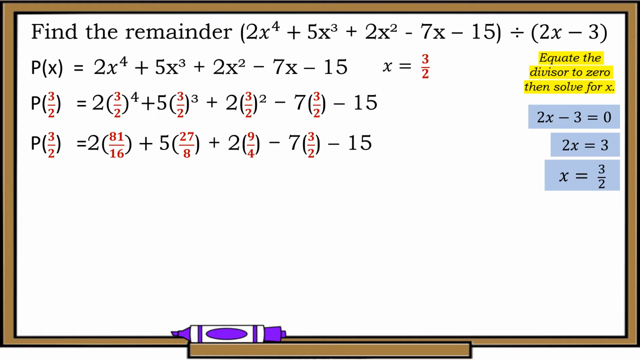In fractions, when you multiply fractions, you multiply numerator times numerator over denominator times denominator. Ganun yung gagawin natin ngayon. 2 times 81 is 162 over 16. 5 times 27 is 135 over 8. 2 times 9 is 18 over 4, minus 7 times 3 halves or minus 21 over 2, minus 15.